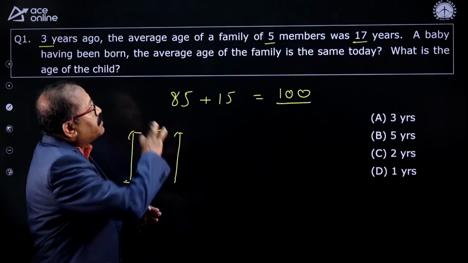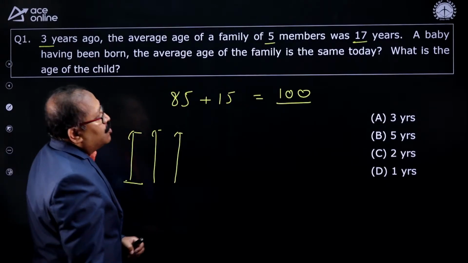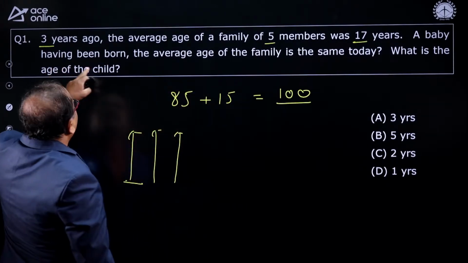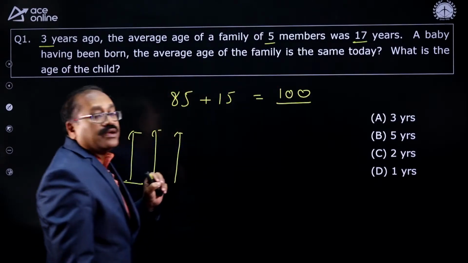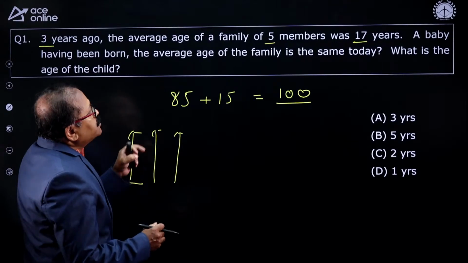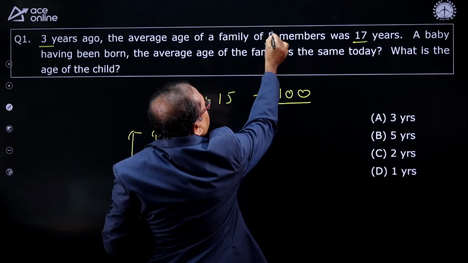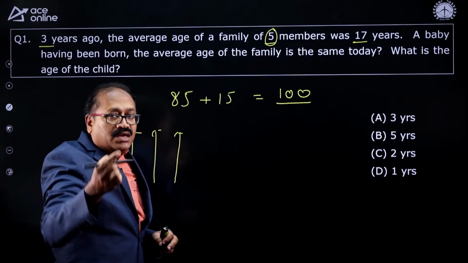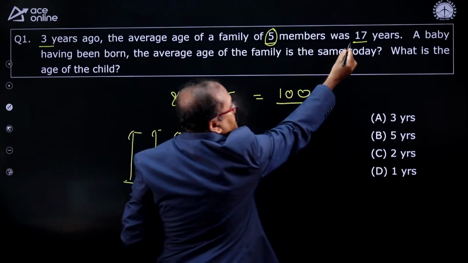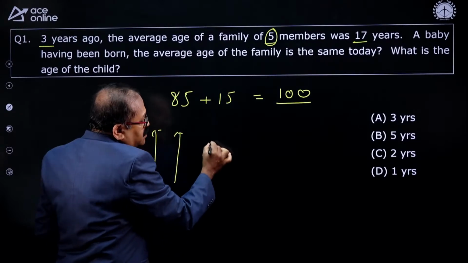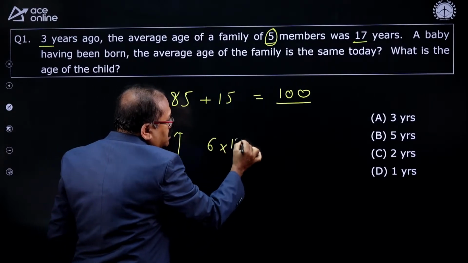The present sum of the 5 members of the family is 100. Okay, what is next? A baby having been born, the average age of the family is the same today. So the baby has been born, that means the number of persons goes from 5 to 6. And the average remains the same, 17. So that is 6 members, the average is 17.